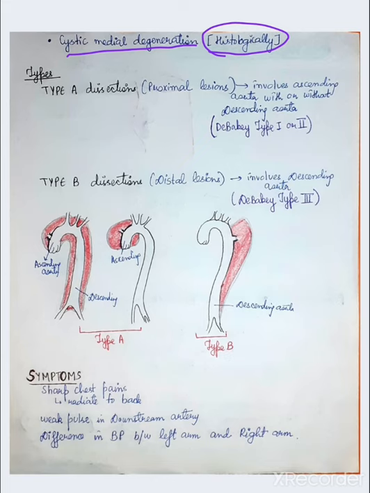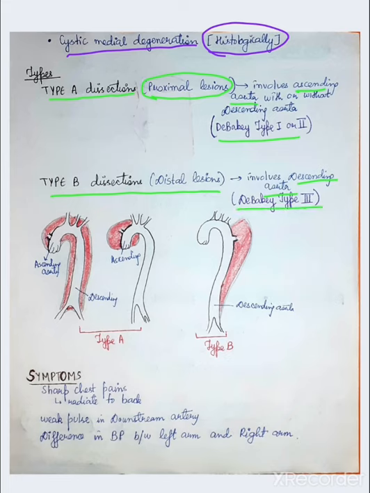Now, types of dissections. Let's see. We have type A and type B dissections. Firstly, type A dissections are proximal lesions. They involve the ascending aorta with or without the descending aorta, so it's called DeBakey type 1 or type 2. And type B dissections are distal lesions, involving the descending aorta, and it is DeBakey type 3.